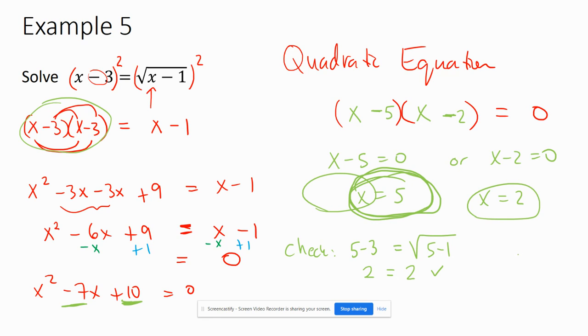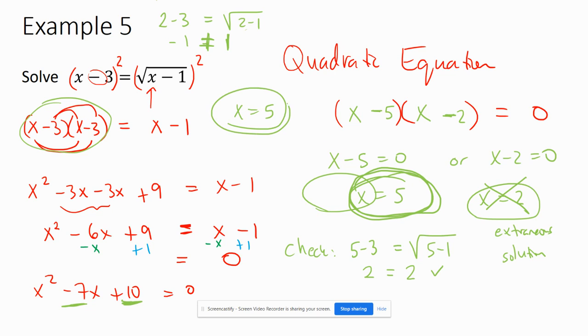But when we plug in 2, we get 2 minus 3 on the left, and we get square root of 2 minus 1 on the right. 2 minus 3 is negative 1, but the square root of 2 minus 1 is positive 1. These are not equal to each other. Therefore, x is not equal to 2. That is not a solution. It's another extraneous solution. It sort of works, but it doesn't work. So x equals 5 is the only solution to this equation.